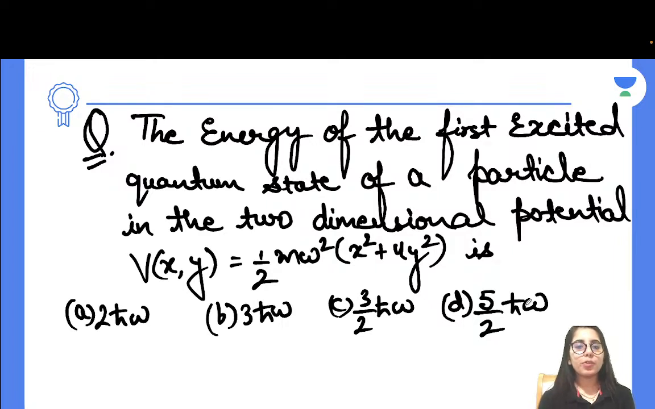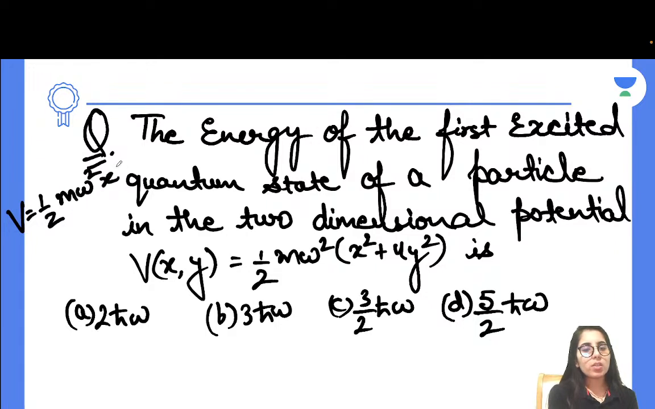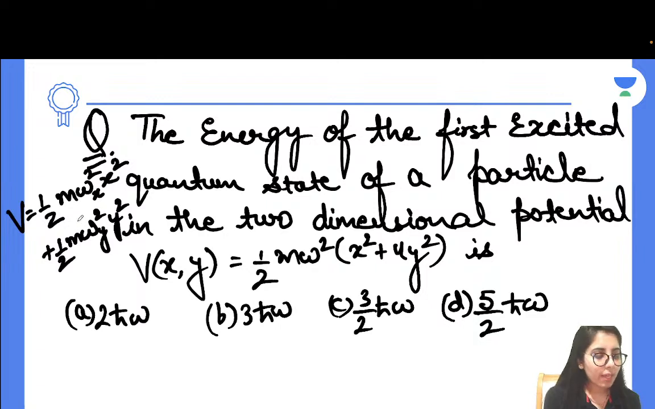So basically, guys, for this one, first of all, you have to compare the potential with the standard expression of the potential for the harmonic oscillator, because you know that the harmonic oscillator potential expression is half m omega square x square plus half m omega y square. For example, omega x and omega y can be different, so I will be taking a different notation for them too. Now, what will happen when you compare it? You will just break it into two parts. You will see you have the 4 present as an extra term here.